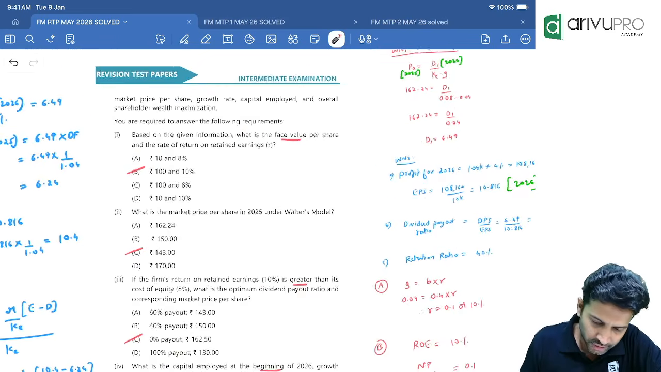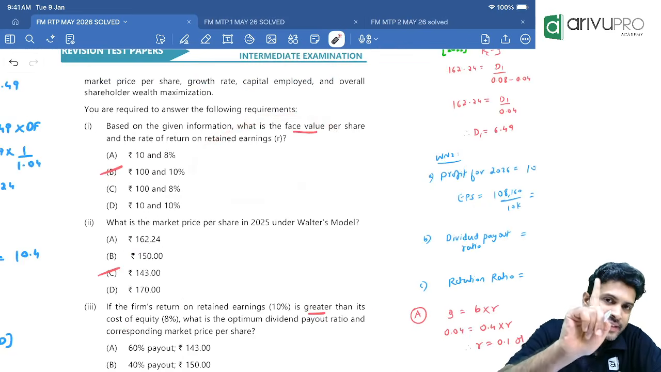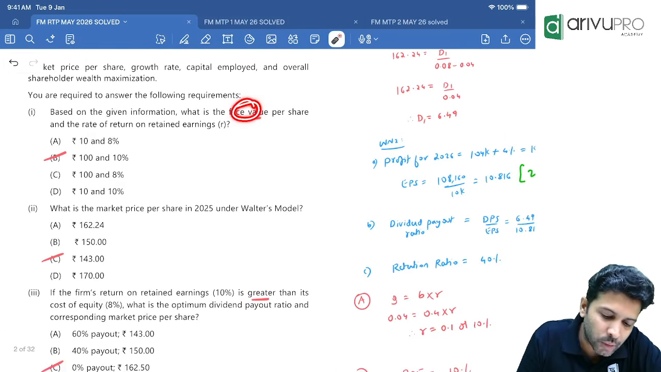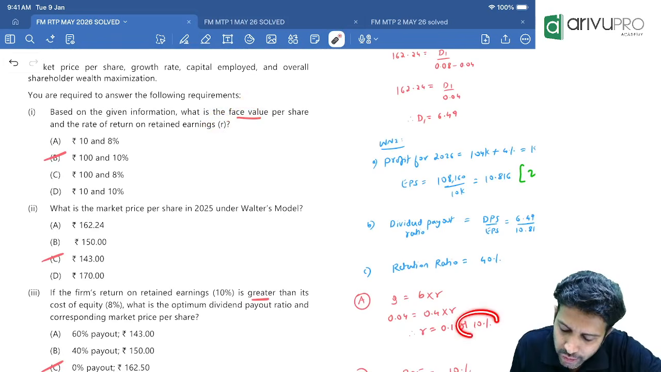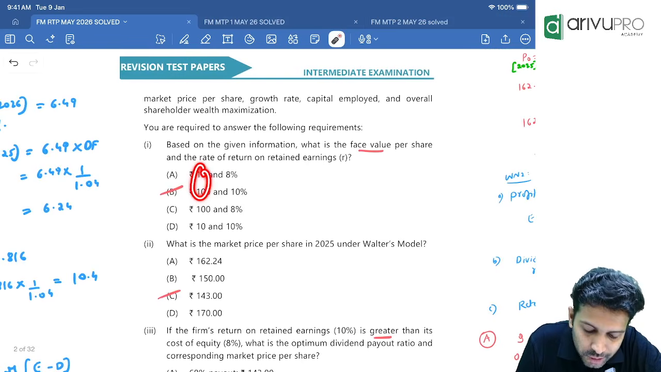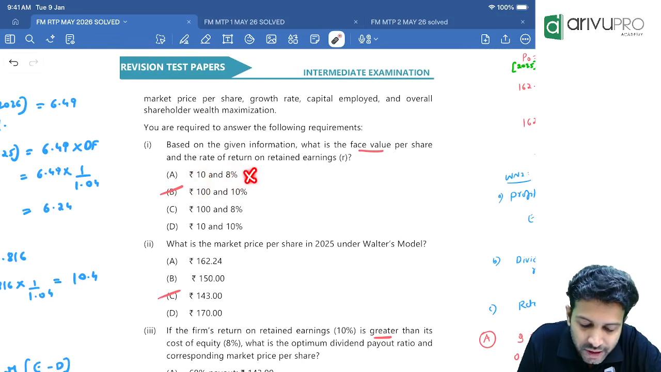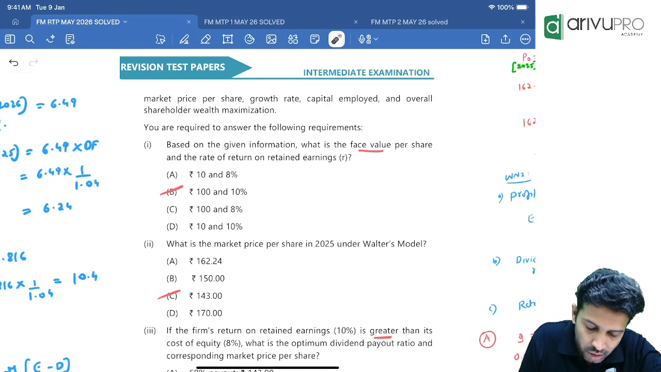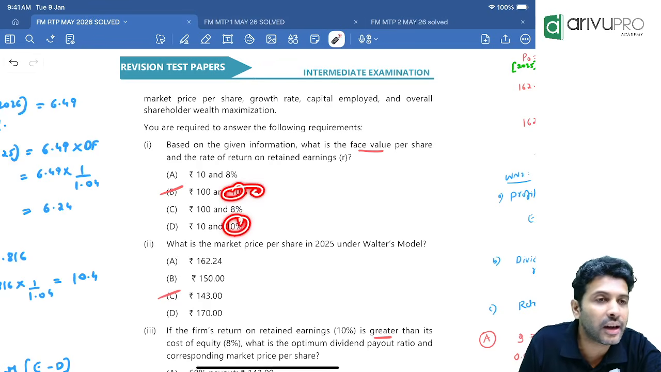Sometimes in MCQ you need to be a little smart. Sir, in this MCQ, do they ask one requirement or two? Two requirements. One is face value, another one is r. r we already got. How much? 10%. Now people, the first option is face value, the second option is r. Is the first option right? Is A the right answer? No, r is 10%. Which has 10%? Either the answer will be B or it will be D.